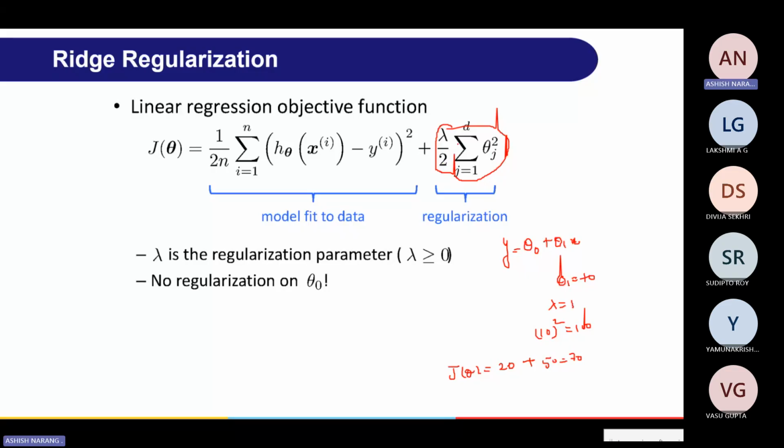So if I put theta 1 as 4, the square will be 16. 16 by 2 will be 8. 8 plus 20 will be 28. And then cost has reduced, right?